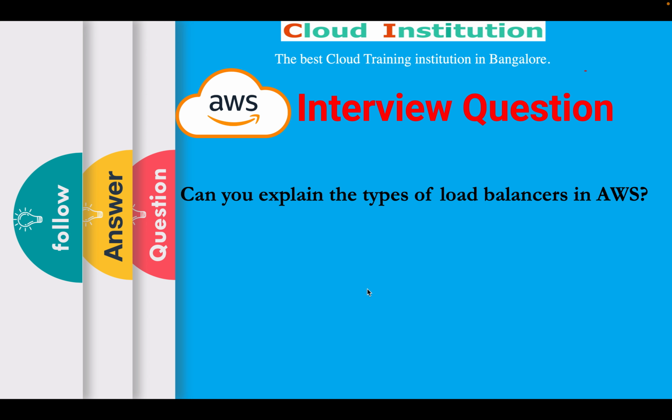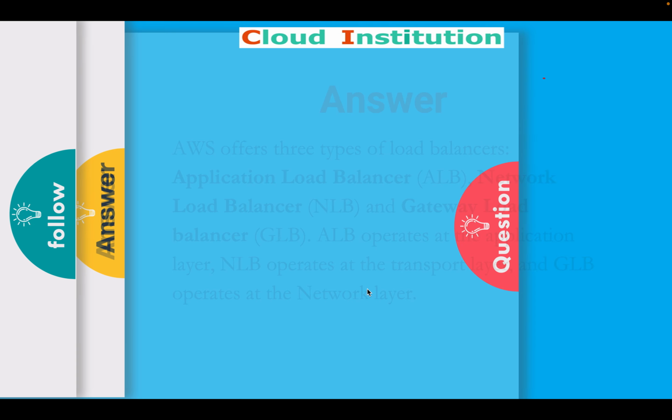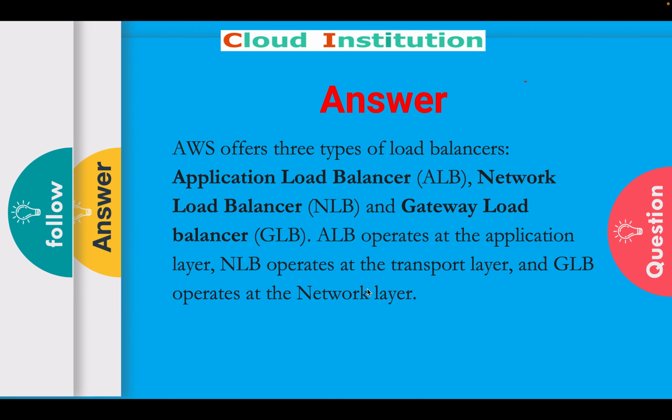Not only that, you have to explain the types of load balancers, you also have to explain which layer of the OSI model each operates at. Now, the answer for this question is, AWS offers three types of load balancers: the Application Load Balancer, the Network Load Balancer, and the Gateway Load Balancer.